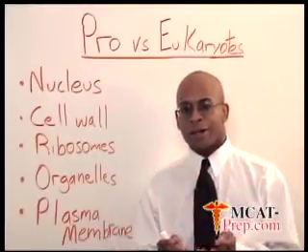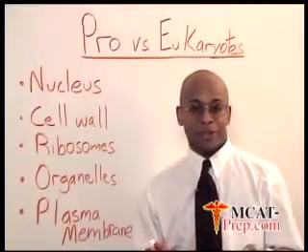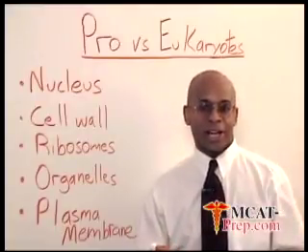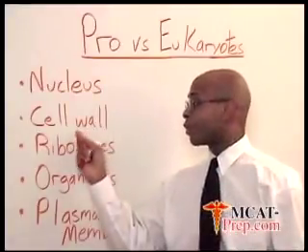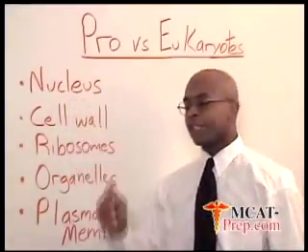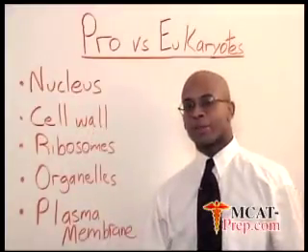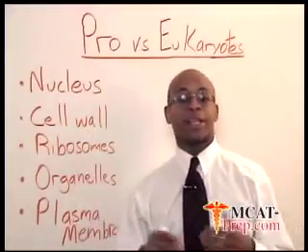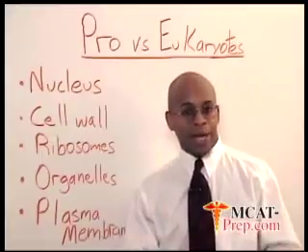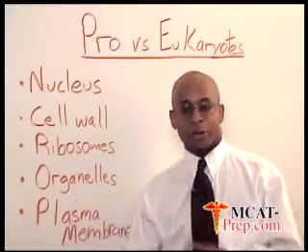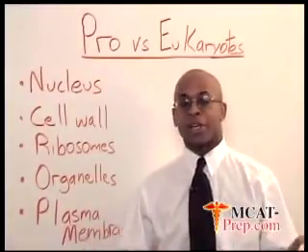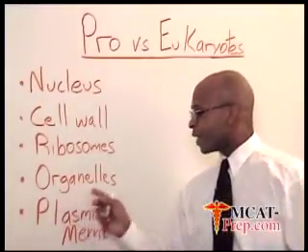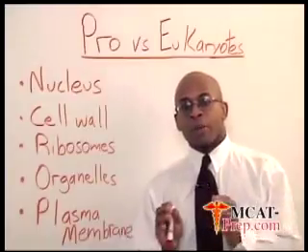Bacteria do have cell walls, but some eukaryotes have cell walls. Like fungi, they have cell walls. And so it's not a difference, but rather this is a similarity. So nucleus is a difference, cell wall is a similarity. Ribosomes is a similarity. Both bacteria and eukaryotes do have ribosomes that help to produce the proteins which we saw earlier. Then there are organelles.